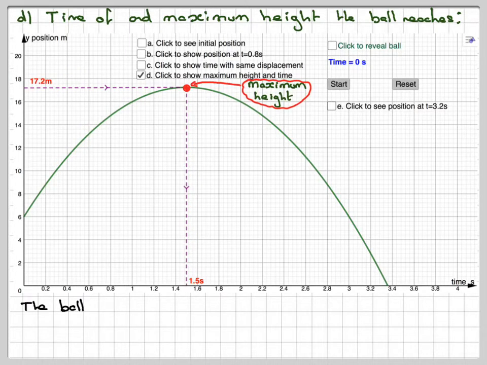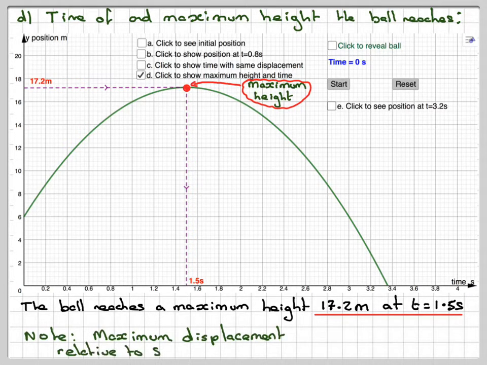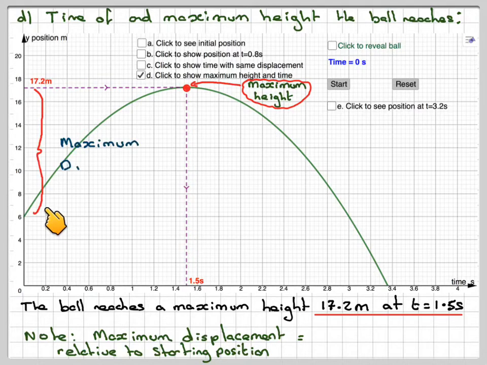So the ball reaches a maximum height of 17.2 at t equal to 1.5 seconds. Now, it didn't say the maximum displacement, but the maximum displacement relative to the starting position, which is there, is going to be that. To get that, you'd have to do 17.2 minus 6, which gives me 11.2. You're not asked to do that, but that's how you would find the maximum displacement.